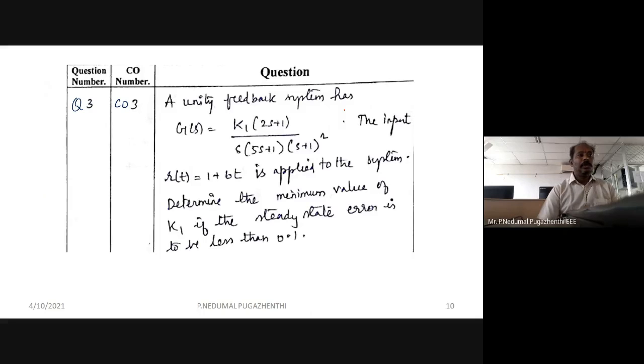So the question number 3, as a continuation of yesterday's tutorial class, it is again falling under course outcome 3. The statement of the problem is you have a unity feedback system whose open loop transfer function is defined as G(s) = K1(2s + 1) / (s(5s + 1)(s + 1)^2). So can you say what is the type of the system?